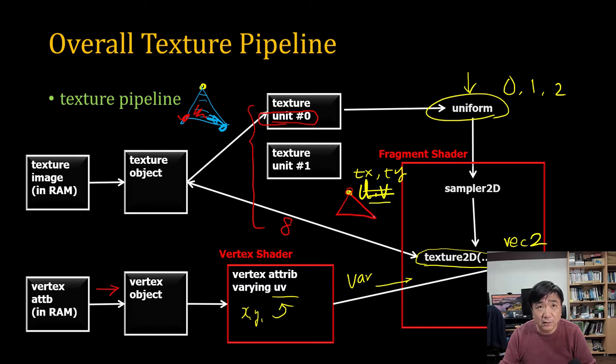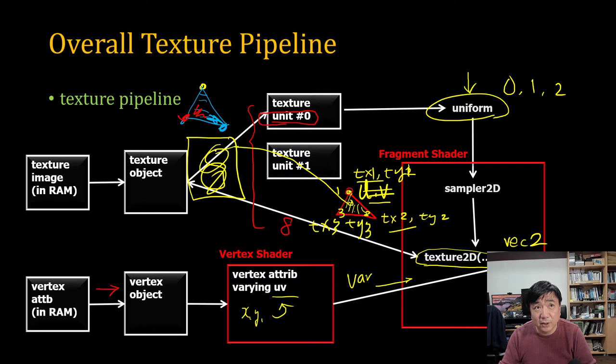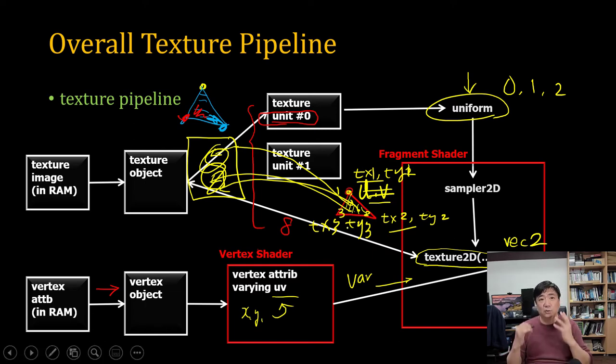So in a triangle, for vertices 1, 2, 3, they will calculate TX1, TY1, and TX2, TY2, and then TX3, TY3. These values will be interpolated, and then each pixel goes to the texture. If the texture has some kind of image, then this pixel will go here, this one will go here, and this one here. So each pixel can get a different pixel of the image. Okay? That's the process of texture mapping in WebGL.